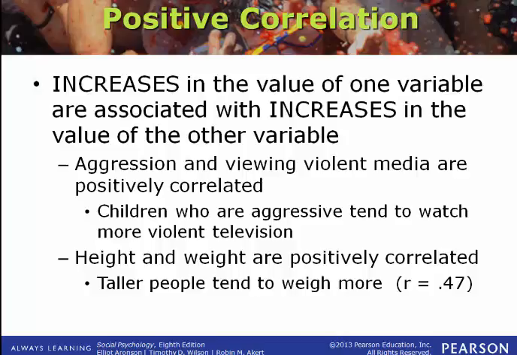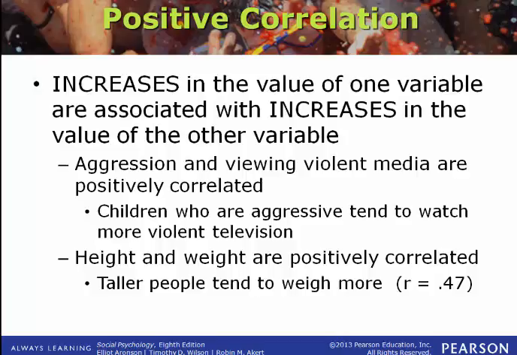Now there's an example here for you of aggression and viewing violent media. So there is a positive correlation between aggression and watching violent media. That means that as aggression goes up, violent media being viewed goes up. And as aggression goes down, the viewing of violent media goes down. Now, because this is correlational, I can't say that the violent media causes the aggression or the aggression causes the violent media. All I can say is that the two things go together. They are co-related. It says then that children who are more aggressive tend to watch more violent television. We don't know the causation here, we just know that those two things go together.